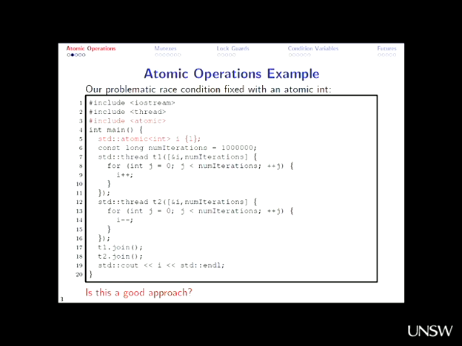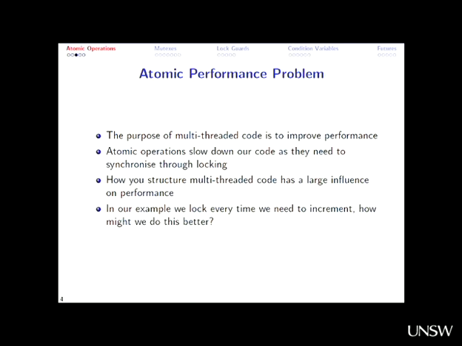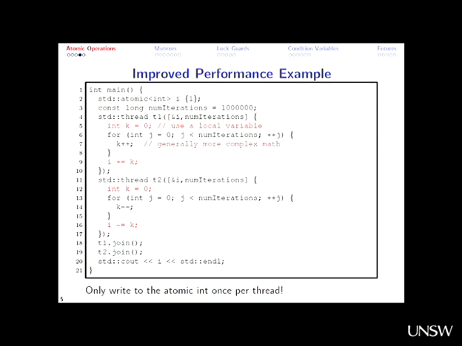But the problem with this code is we had some performance issues, so in particular using the atomic operator slowed down the code because it had to synchronize through locking all the time. And we talked about how you structure multi-threaded code has a large influence on performance. And we left with the example of still using the atomic int up the top, but we've introduced some local memory and some local variables to do the calculations on each thread, and then only once the result is calculated does it actually go and modify the global shared memory. And that's where we got up to at the end of Monday. And today we're going to be picking up and continuing along this path.